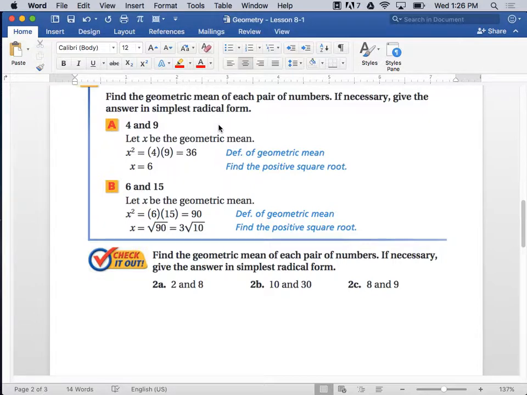6 and 15, they get 90. Take the square root. You get square root of 90. Does that make sense? Yeah? Okay, so square root of 90 is 3 radical 10, because you pull out the 9 and the square root of 9 is 3, so 3 times radical 10. But you can just, guys, leave it as the square root of 90. You can't solve it.